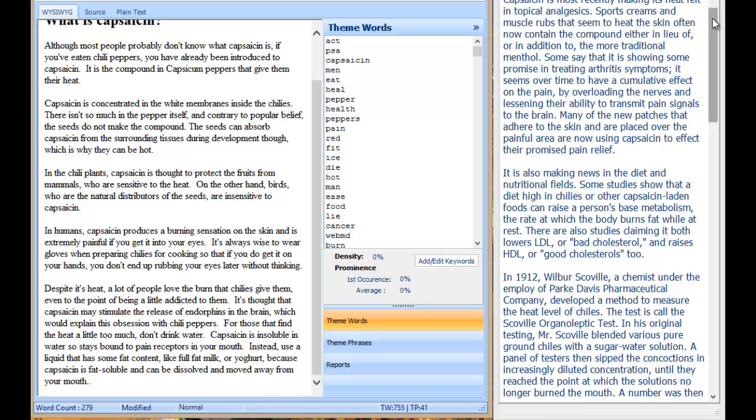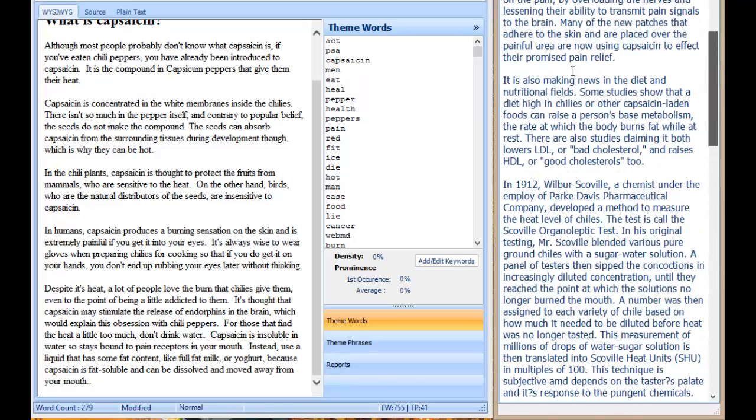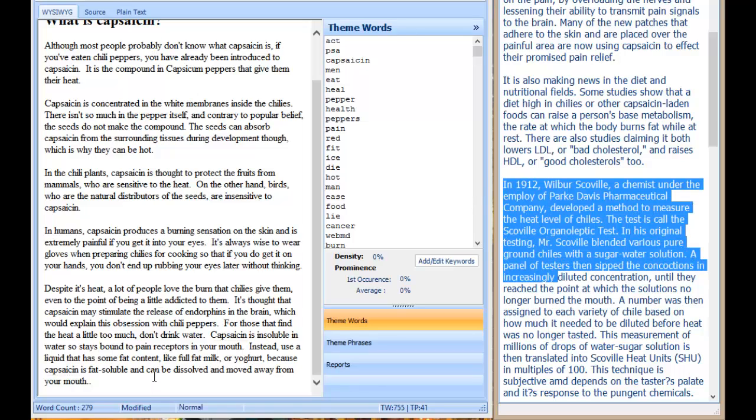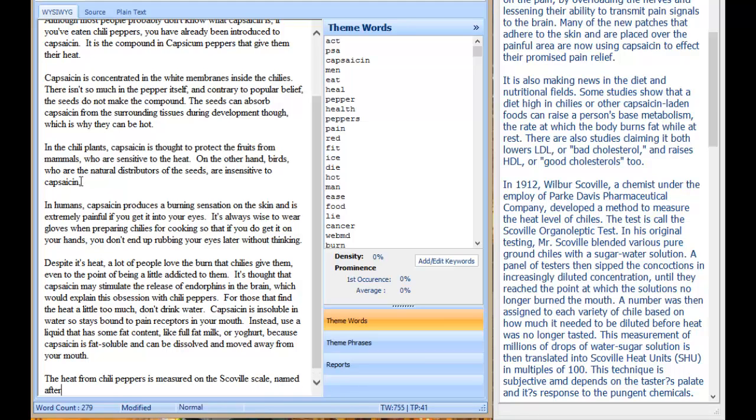The next bit is I want to talk about the Scoville scale. So I'm going to include the information from here downwards in my article. The heat from chili peppers is measured on the Scoville scale, named after chemist Wilbur Scoville.